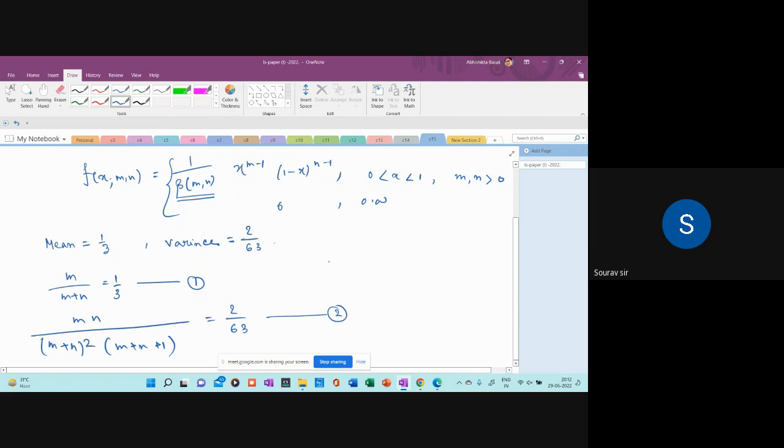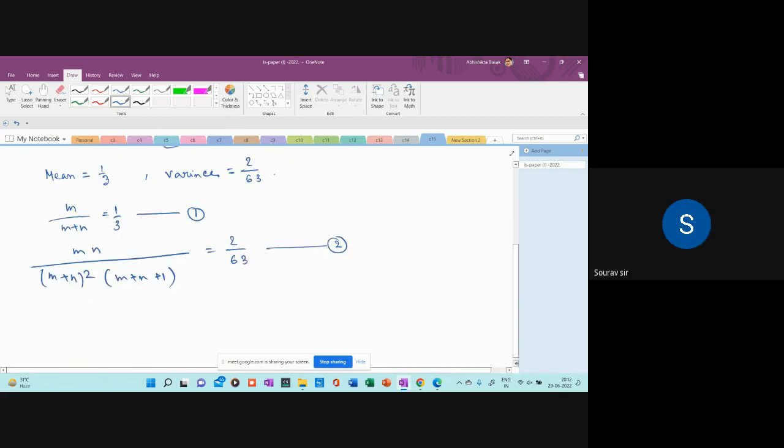Okay, so I would like to ask one question. Do I need to show how I have obtained this mean as m by m plus n and this variance, or can I proceed with solving these two? Do you want me to show that? Proceed, ma'am. Okay. So I hope you will be able to solve the mean and variance.